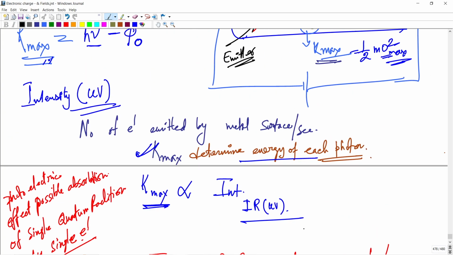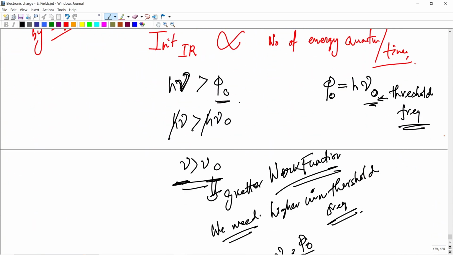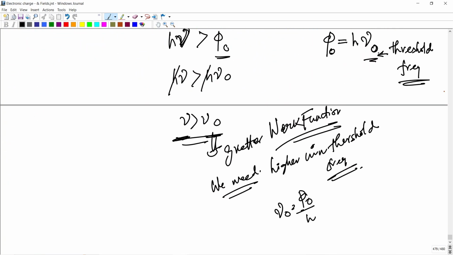Here you see that if the work function phi naught is large, you need more energy, which means a higher minimum threshold frequency of the incident light. For the photoelectric current, if the work function is higher, a much higher frequency is needed. Below that threshold frequency, we know that the photoelectric effect is not possible. So we need a higher minimum threshold frequency for a greater work function.